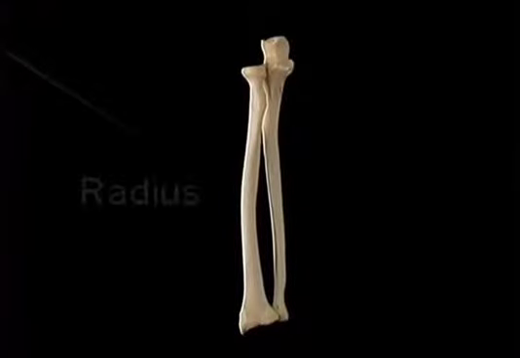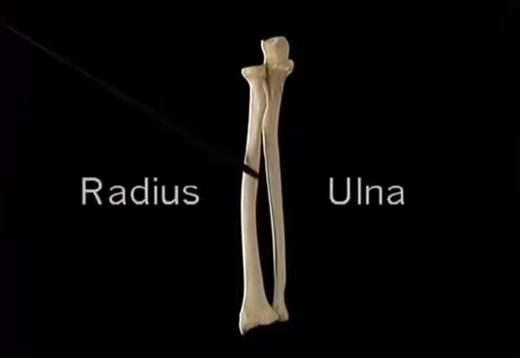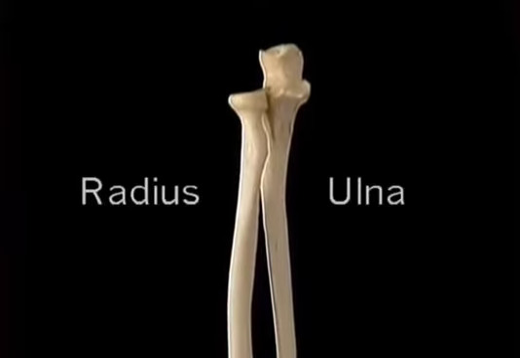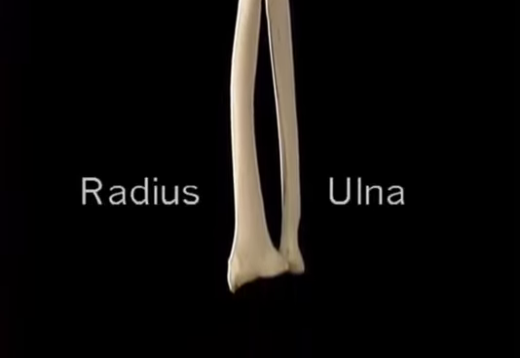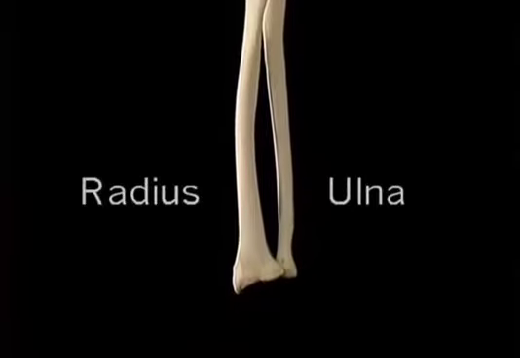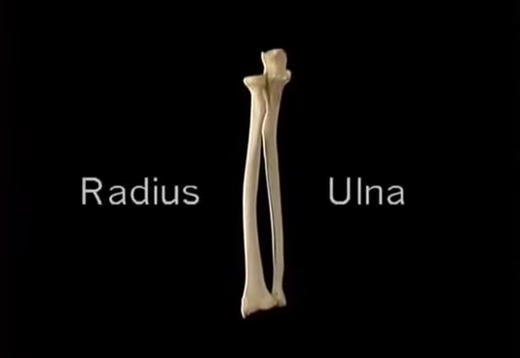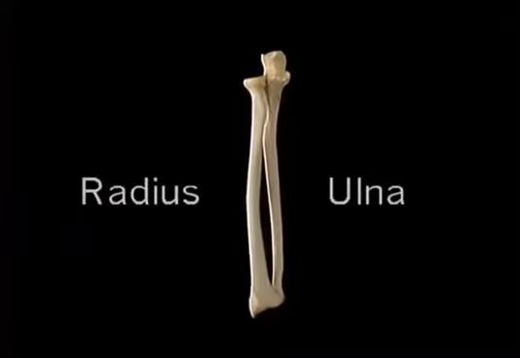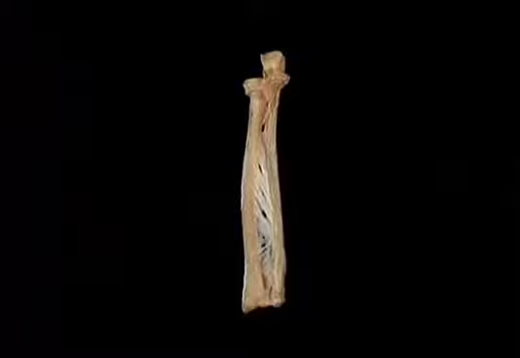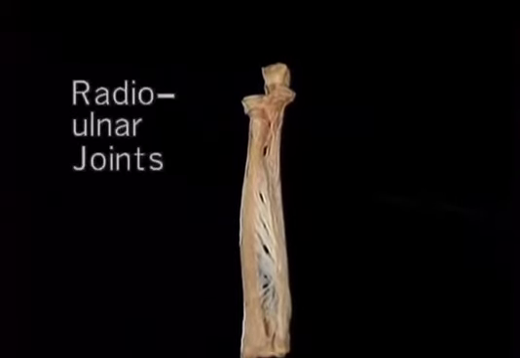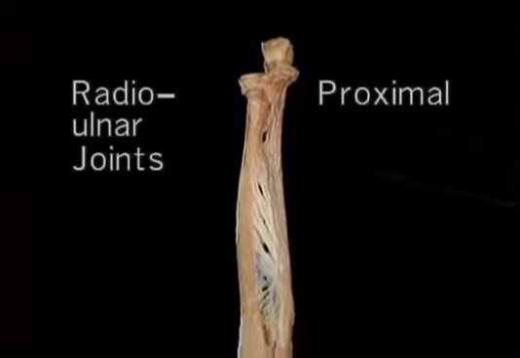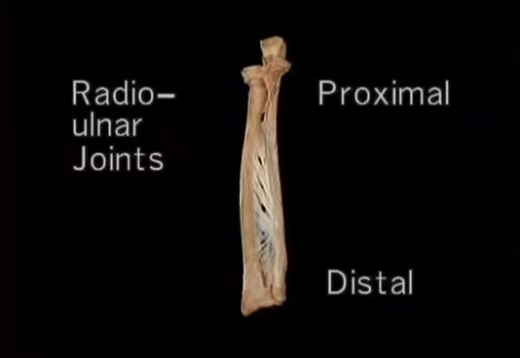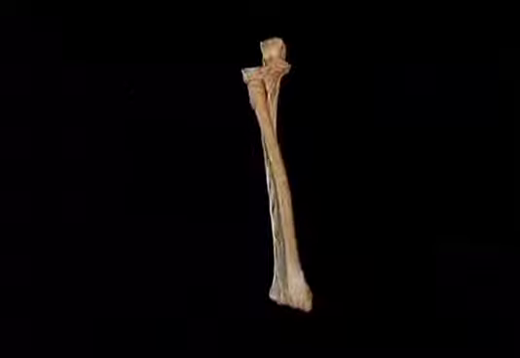Now let's look at the 2 forearm bones, the radius and the ulna. They're different in that the ulna is bigger proximally, the radius is bigger distally. They're also different in that the radius rotates, the ulna doesn't. The 2 bones are held together by 2 radio-ulnar joints, the proximal and the distal. Forearm rotation happens simultaneously at both these joints.